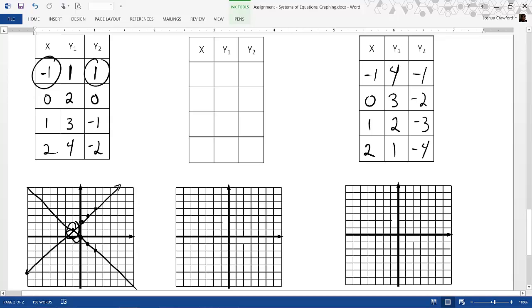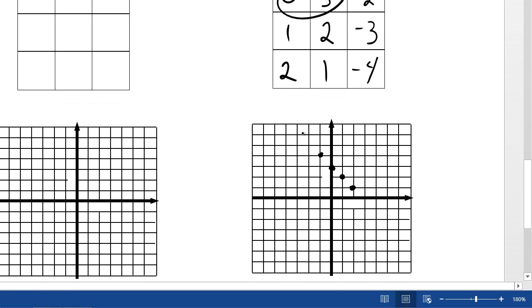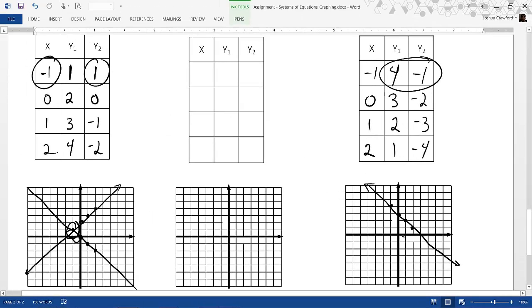And so use your first coordinate pair, x and y1, which is negative 1, 4. 0, 3. 1, 2. 2, 1. That's the first line. Then the second pair: negative 1, negative 1. 0, negative 2. 1, negative 3. 2, negative 4. Okay, so that's the line.